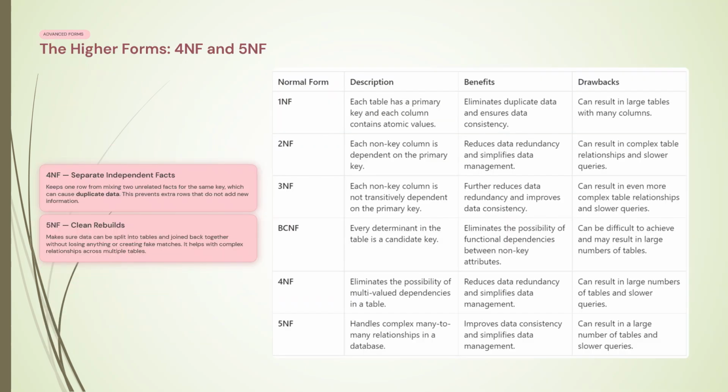Moving on to the higher normal forms, 4NF and 5NF. Most applications stop at 3NF or BCNF. However, complex systems may require higher normalization. Fourth normal form removes multi-value dependency. For example, employee, skills, languages, etc. An employee may know multiple skills and multiple languages independently. Instead of storing every possible combination, create separate tables like employee skills and employee languages. This reduces unnecessary combinations. This is handled by fourth normal form.